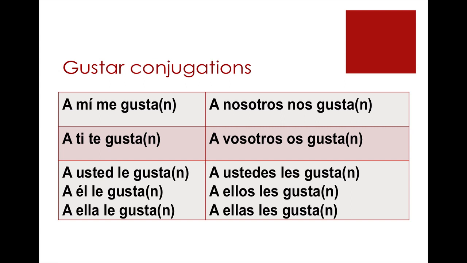And as you can see, gusta and gustan is used throughout the 6 boxes in the conjugation chart. That makes it different from the other verbs we've learned before. They have a different form in each of the boxes. As you can see, what makes gustar unique is the use of redundant indirect object pronouns and indirect object pronouns at the beginning of the conjugation. So this is the part that changes. A mí me, a ti te, a usted le, a ustedes les, and so on.